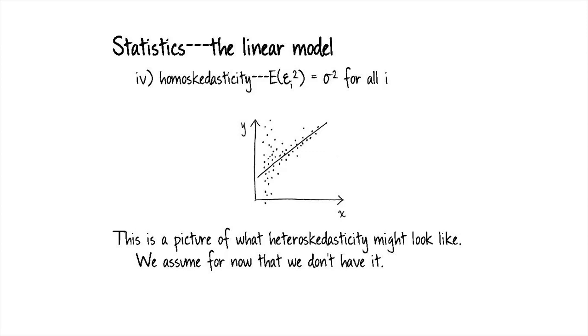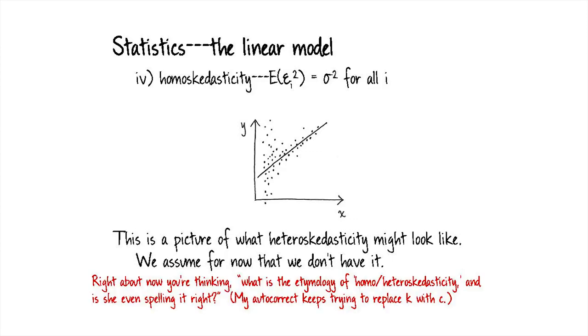This is a picture of what the opposite of homoscedasticity might look like. This is called heteroscedasticity. Here I've drawn it so that the error variance for low values of x is much higher than the error variance for higher values of x. We're going to rule that out for now. That's actually not a fatal problem. We can deal with it, but at least for now, we're going to assume that we have homoscedasticity and not heteroscedasticity.